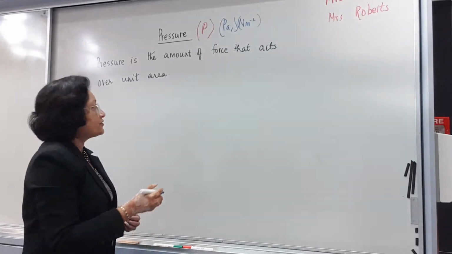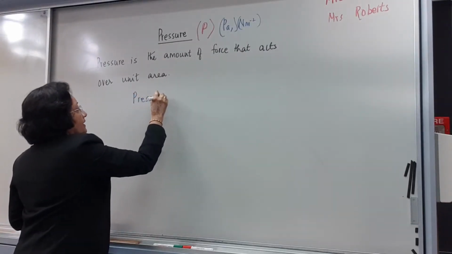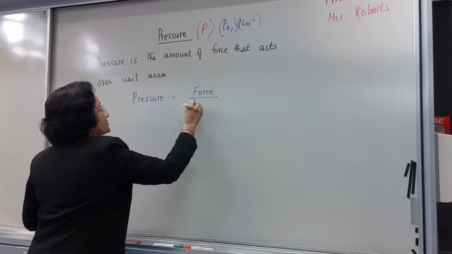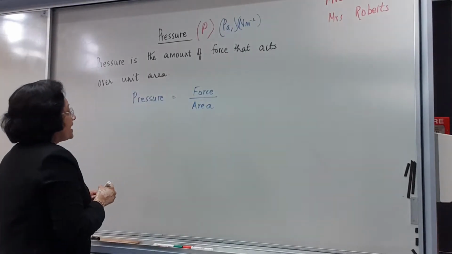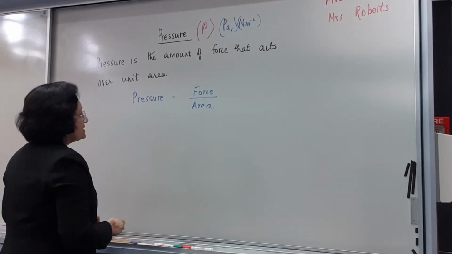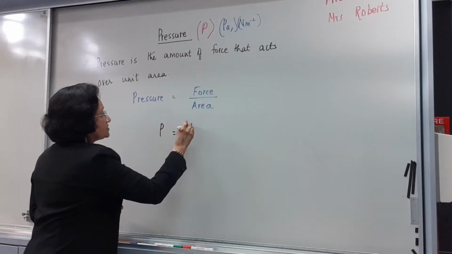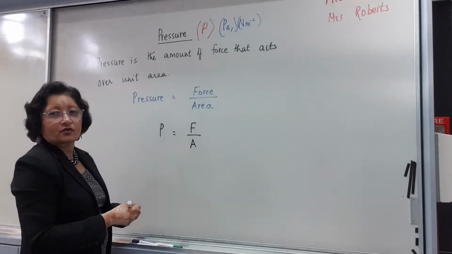So the formula for pressure is: pressure is equal to force that acts upon a particular area, or it's force divided by area. And using this in symbol form, P is equal to F divided by A. So that's the formula for pressure.